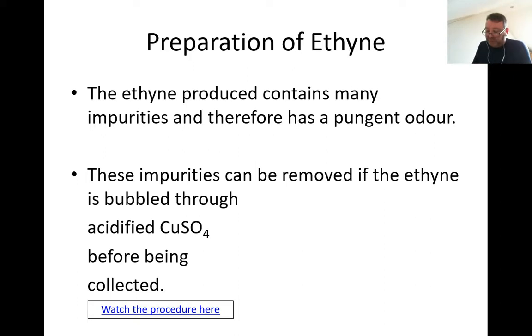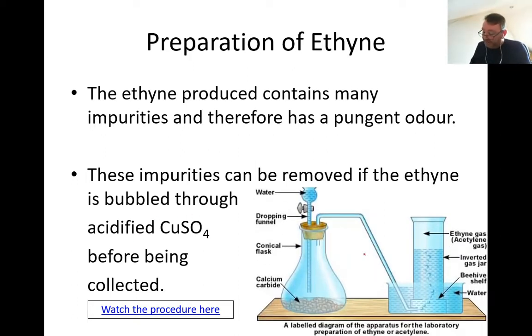So if we want to get rid of the impurities, we bubble it through copper sulfate. Here we'd bubble it through a beaker of copper sulfate, let it go through, the impurities are pulled out, and then the gas up here would be purified. And again, you can watch the procedure in this video here, and that'll bring you through the preparation.